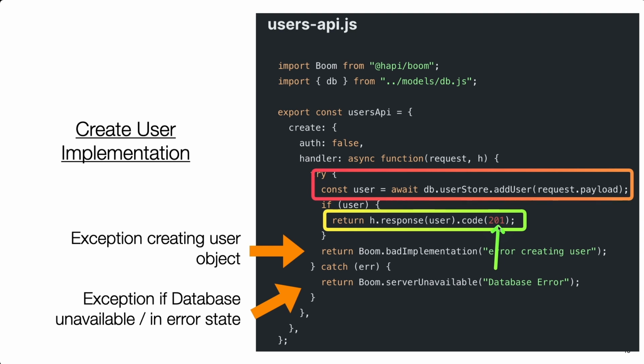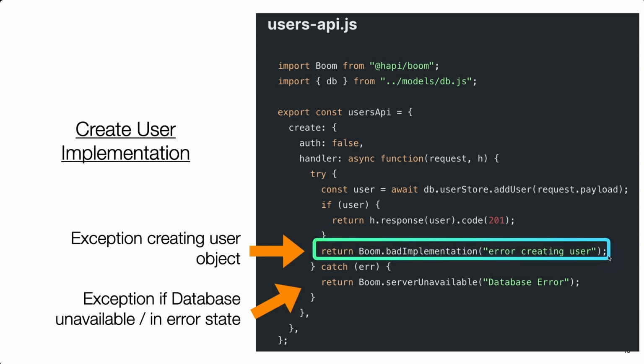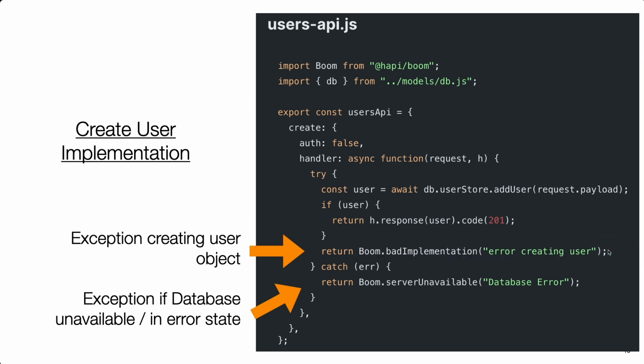We've two possible errors we're picking up here. We have error creating user, which could occur with an exception inside the db.userStore creation. We also have another error handler here, database error, which could happen if the entire database is unavailable. So both of these then yield our possible error responses. How do we test these? How do we test a post?